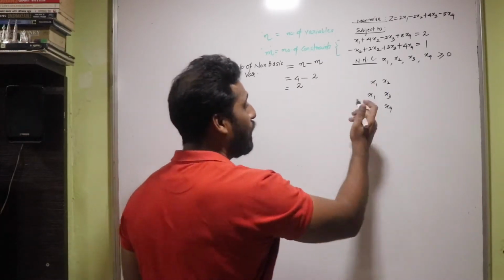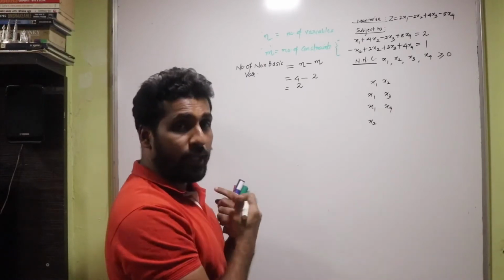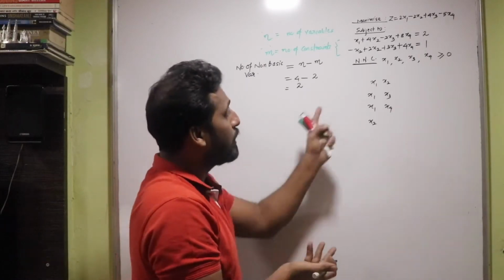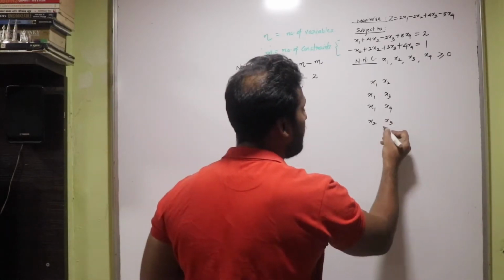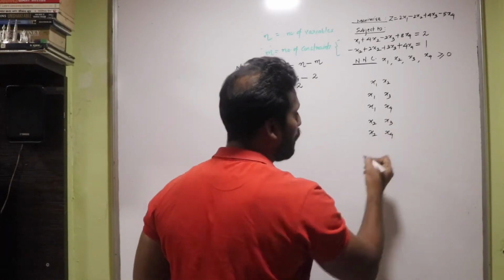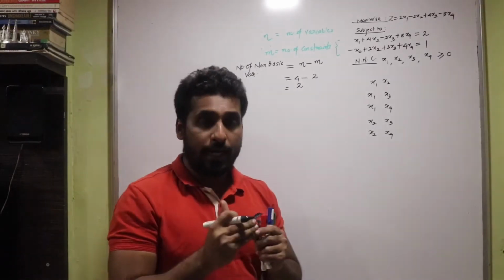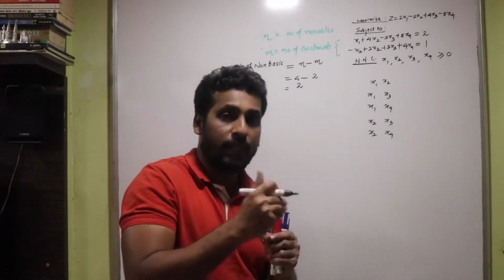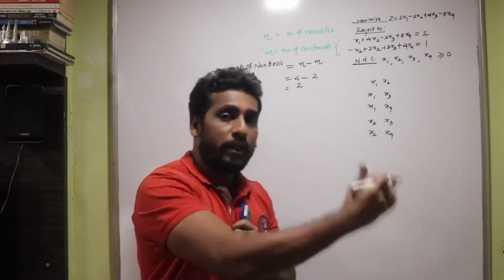Now once x1 is completely done with, I take x2. Now x2 and x1 there is no need to take, isn't it? Because x1, x2 is already taken. So x2 and then you take x3, x2, x4. Did you observe this also? So I have taken x1 and then x1, x2, x1, x3, x1, x4. So keep the first variable intact and take all remaining variables.